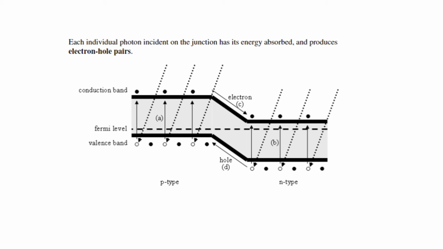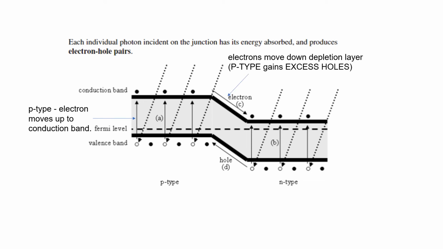In this diagram, we have a p-n junction which is absorbing photons of light. Over here on the p-type side, you can see that an electron-hole pair is being created. A photon of light has been absorbed, and this causes the electron to be excited from the valence band into the conduction band, leaving behind this hole. These electrons can then move down the depletion layer, leaving an excess number of holes in the p-type side.